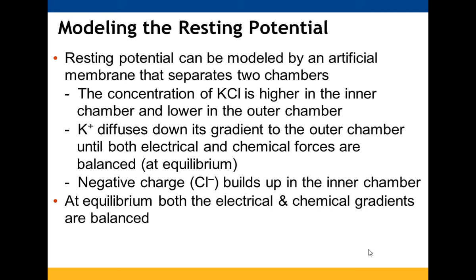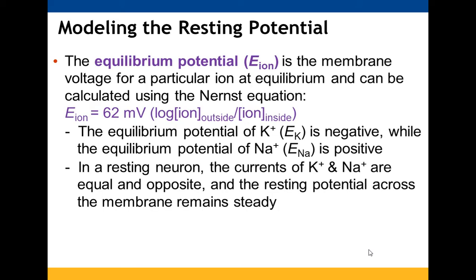So basically, look at this as two chambers. The potassium chloride concentration, the source of potassium ions, is greater in the inner chamber and less in the outer chamber. So it's going to move down its gradient to that outer chamber, going from higher concentration to lower concentration until both electrical and chemical forces are at equilibrium, that they're balanced. And because the chloride stays in the inner chamber, you've got that charge attraction for the two sides. And when you reach equilibrium, both the electrical and the chemical gradients have to be balanced.